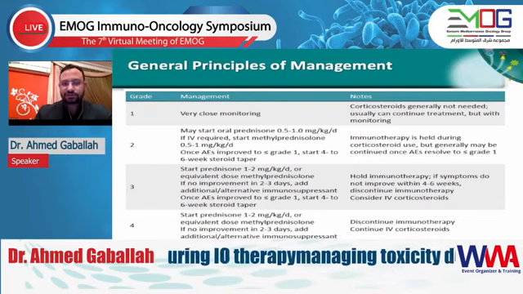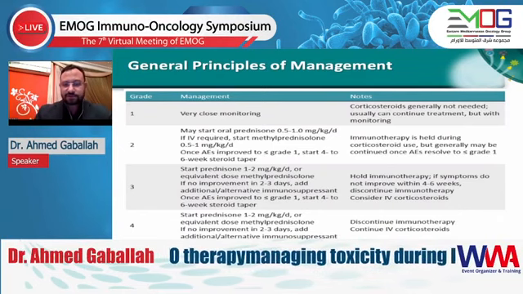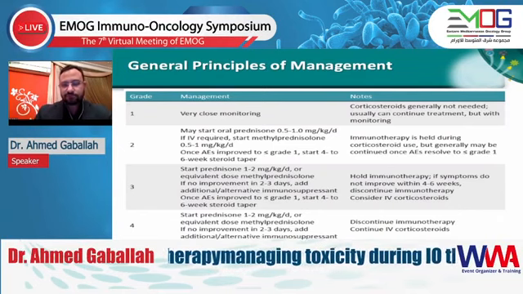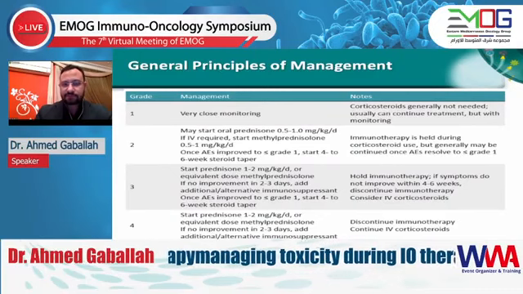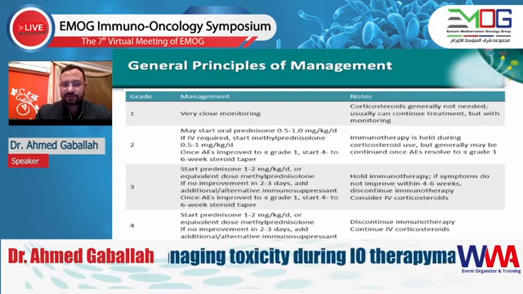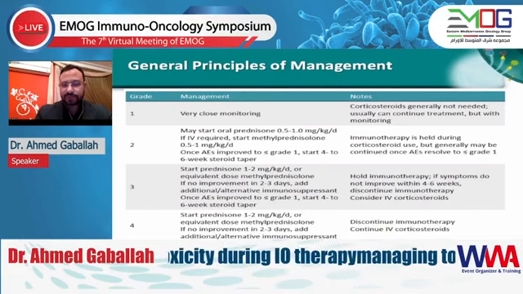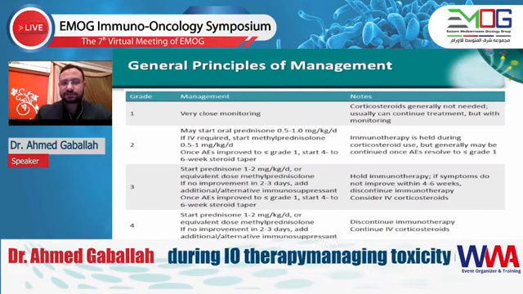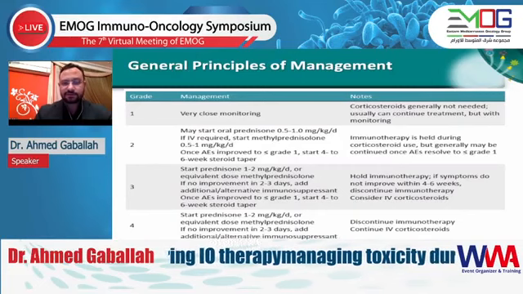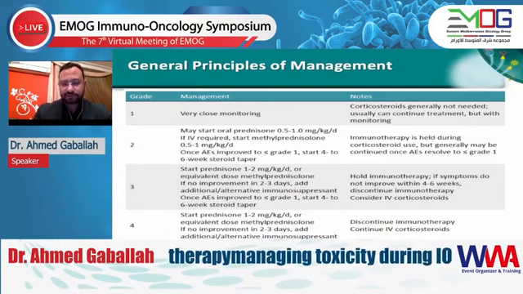And if the patient shifts to grade 2 toxicity, usually we start with low-dose oral prednisolone, 0.5 to 1 milligram per kilogram daily. Rarely we use IV steroids, methylprednisolone, also at a low dose of 0.5 to 1 milligram per kg. And once the patient improves and the toxicity is grade 1 or less, we can restart the immunotherapy and we start to taper the steroid over 4 to 6 weeks.